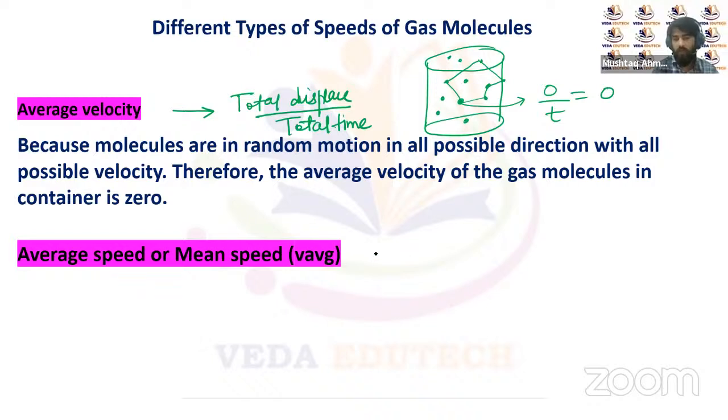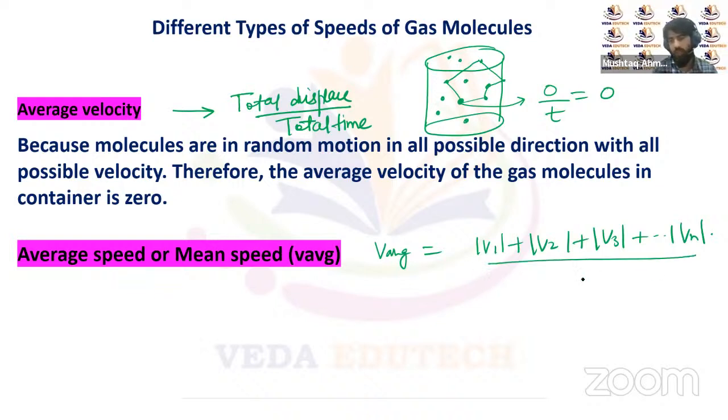Let's suppose we have gas molecules of different speeds. Let's suppose V1, V2, V3, and so on, up to Vn. Then the modulus of these velocities will give us the speeds. The average of those speeds is what we call the average speed of the gas molecules. Or we can say it's the total distance traveled divided by the total time, or if we add the speeds of each and every particle, divided by the total number of particles, this will give us the average speed of the gas molecules.